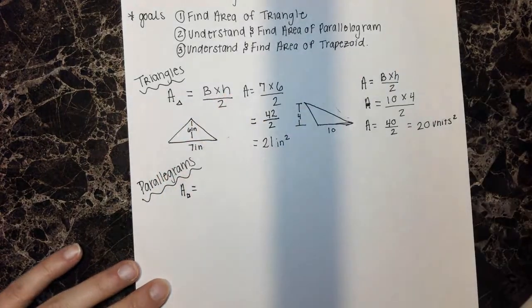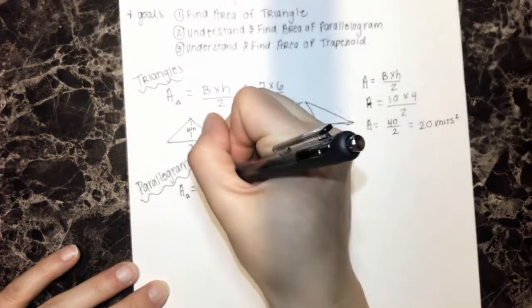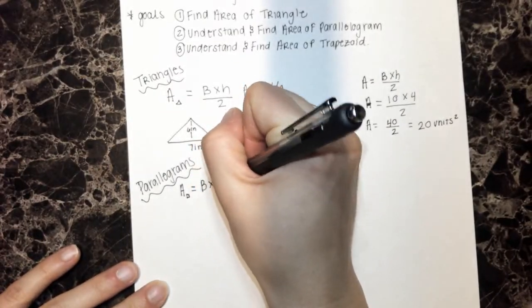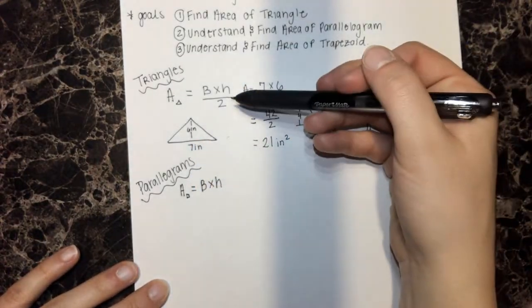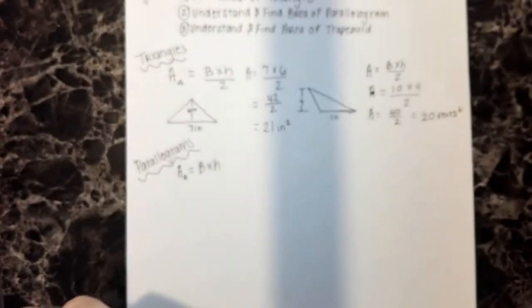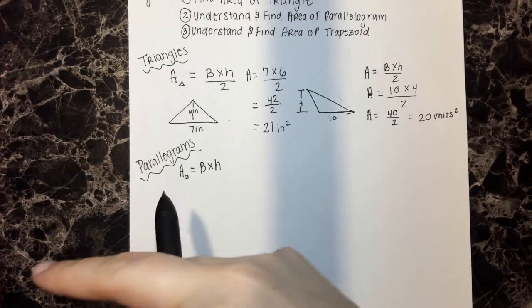Put a square down there, because that's a typical parallelogram you might see. You take your base and you multiply by your height. If you notice, it's the same as a triangle, except now you're not dividing by 2. Okay, this works for squares, rectangles, parallelograms, anything you see.